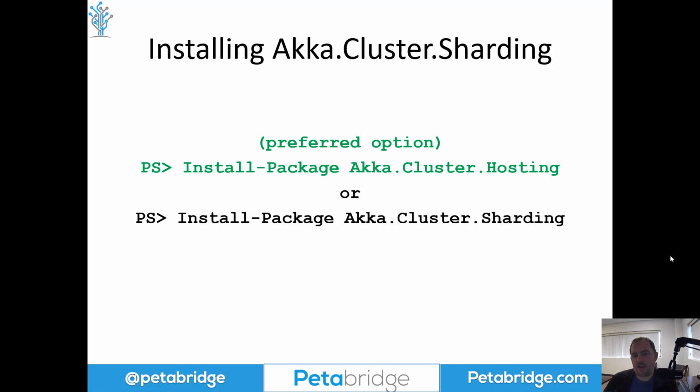So how do you go about actually installing it into one of your .NET applications? There's two ways of doing it. One is you can just install the Akka.Cluster.Hosting NuGet package. This uses Akka.Hosting, which is the modern way for being able to configure Akka.NET and integrate it into the Microsoft.Extensions ecosystem. We strongly recommend that. Or you can use the standalone Akka.Cluster.Sharding NuGet package. This is where all the actual sharding primitives are defined. So you can do either one of those and that'll work.